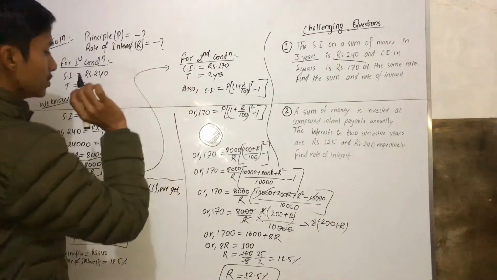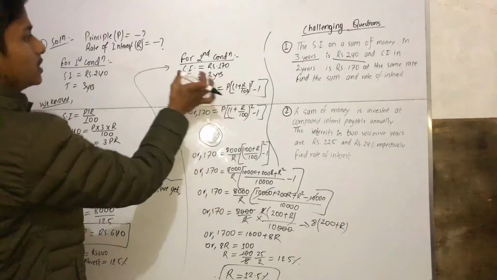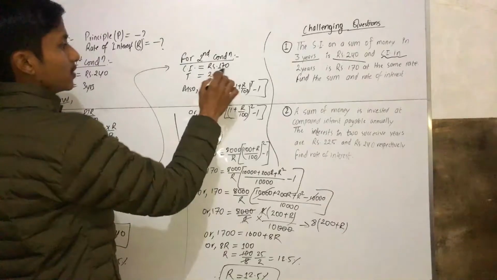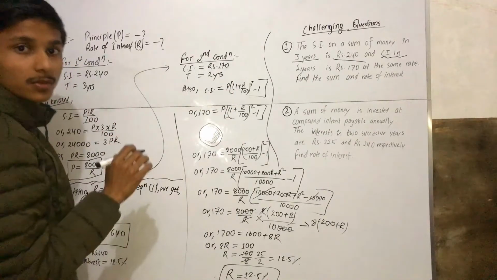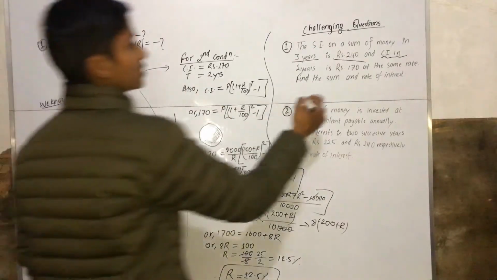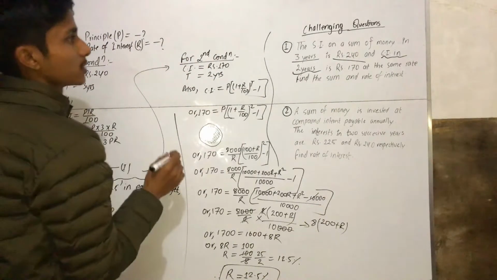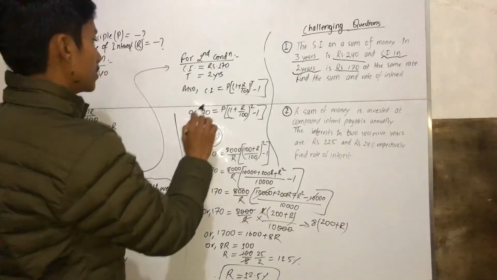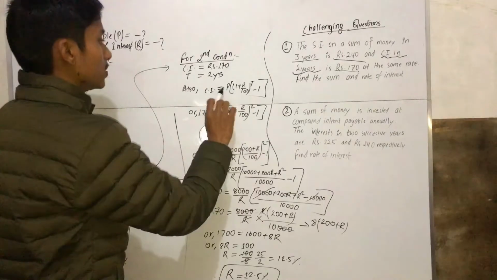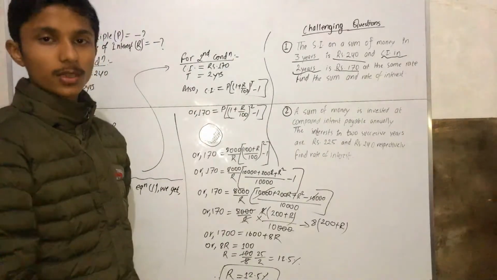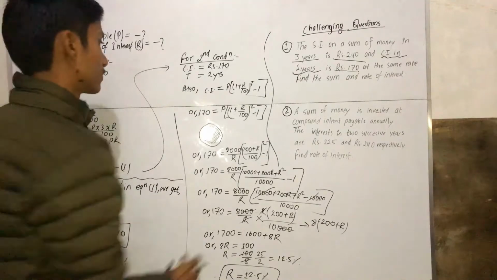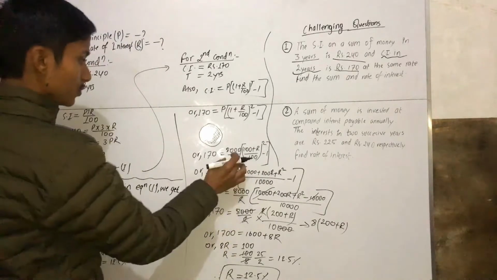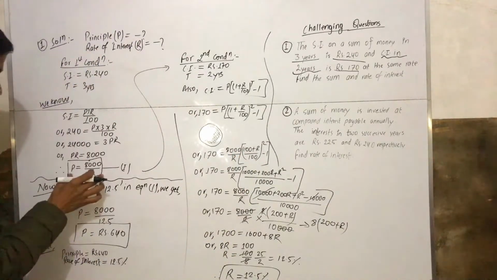Again from here we transfer to the second condition, that is CI. The CI of the second condition is given as Rs 170, and similarly time is 2 years, at CI 170. Rate is same, okay? Here we know the formula CI is equal to P times (1 plus R by 100) to the power t minus 1. So here we have put the value, and we take the value of P from here.